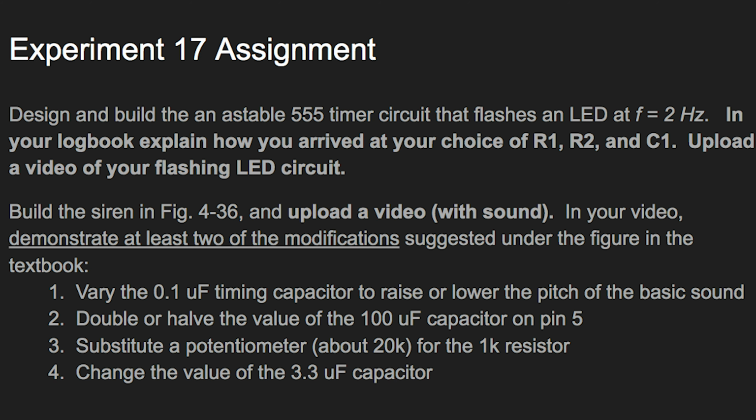Here's the experiment 17 assignment, a double-weighted assignment for those of you taking the class for credit. I'd like you to start by designing and building an astable 555 timer that flashes an LED at a frequency of 2 Hertz, so that's flashing twice per second. Describe in your logbook how you design your circuit, how you choose R1, R2, and C. Show me your calculations, and then upload a video of it functioning.